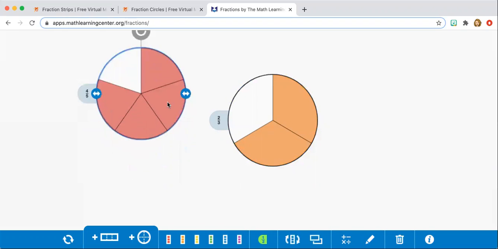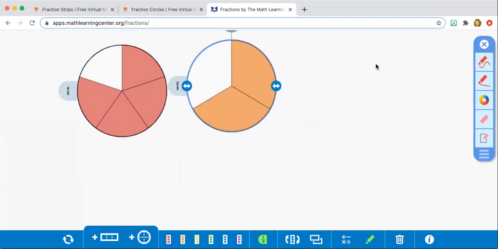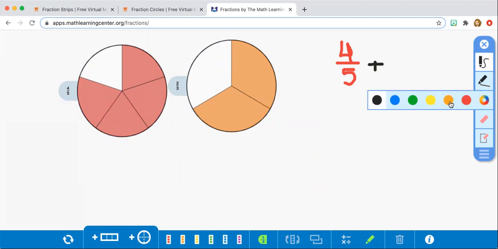So what I did was I created 4/5 and 2/3. And first, let's show the addition of those two fractions. And actually, let's color coordinate this. 4/5 plus 2/3. So we see the 4/5 in the red, the 2/3 in the orange.